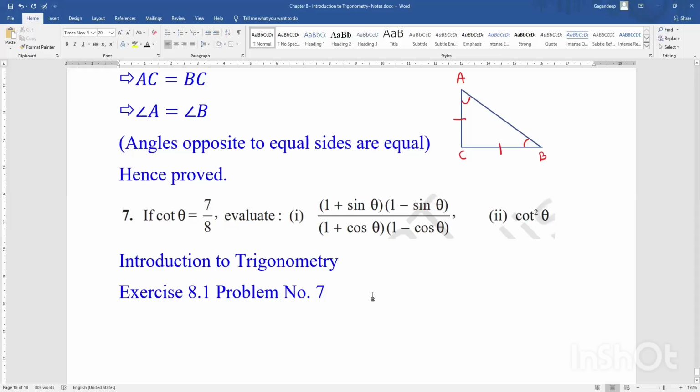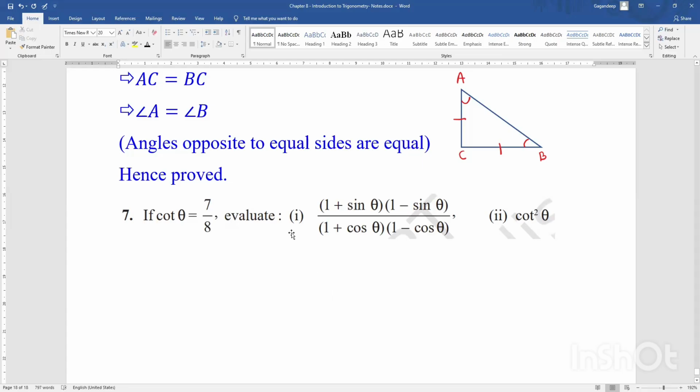Today I am going to continue with Introduction to Trigonometry, exercise 8.1, problem number 7. So we have the problem: if cot theta equals 7 by 8, evaluate (1 plus sin theta)(1 minus sin theta) over (1 plus cos theta)(1 minus cos theta), and also we need to evaluate cot square theta. Okay, first let us write what is given here.